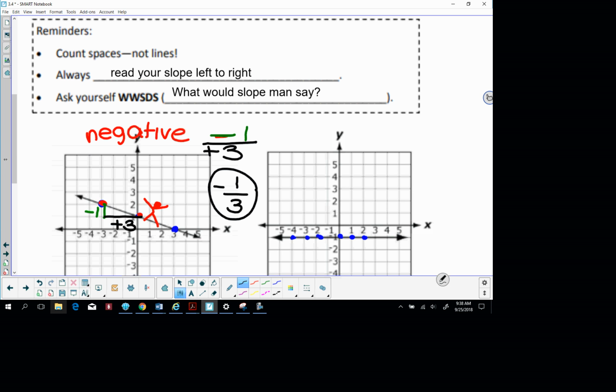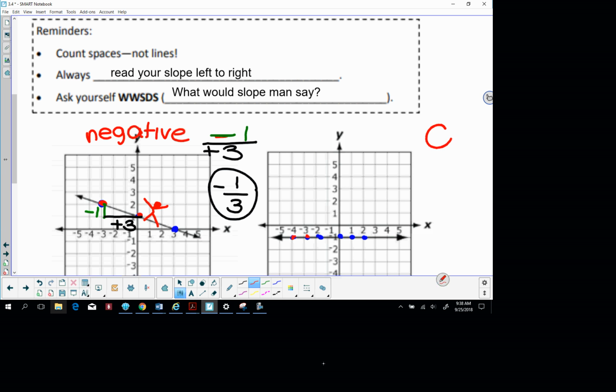Does that make sense for the first one? Oh, cool. All right, next one. Do I start with the left dot or the right dot? Remember, you read left to right, like I'm reading this paper, right? And so from here to here, is there any rise? Does it rise anything? From here to here, is there any up and down movement going on?